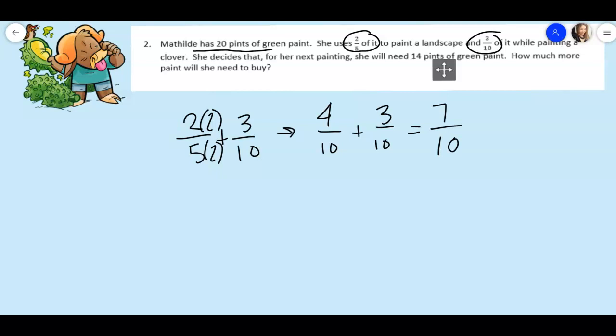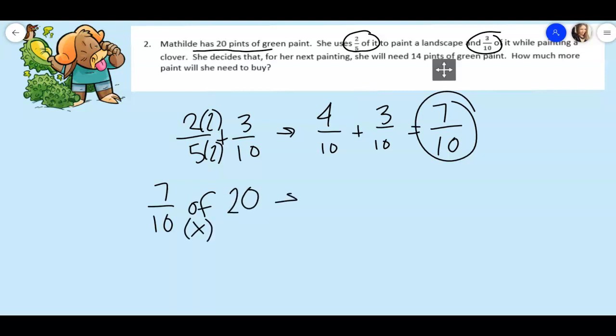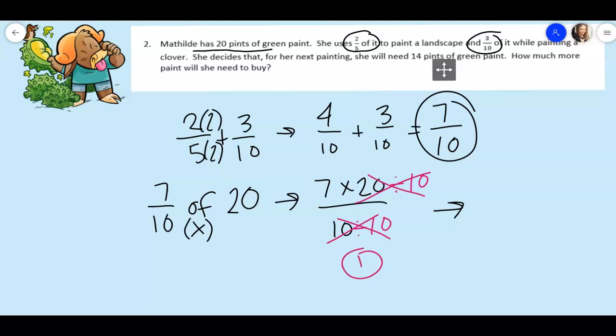That's how much she used to paint. So we're going to have to ask ourselves, well, what is 7/10 of, or times 20? The equation would be 7 times 20 over 10. We're going to look for cross-canceling opportunities, and yes, 10 goes into both 20 and 10. So when we do the math, we can cross-cancel here. This would be 1, this would be 2. Our new equation is 7 times 2 over 1, which means 14 ounces.